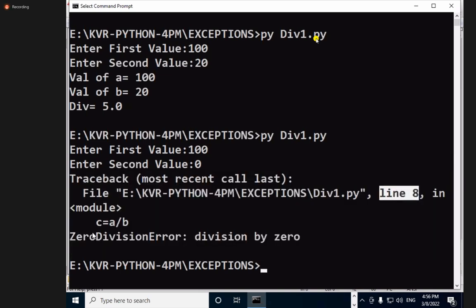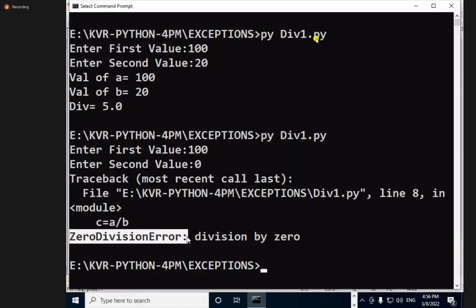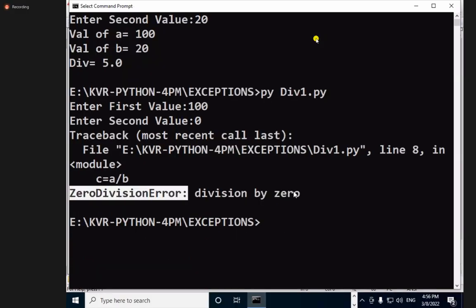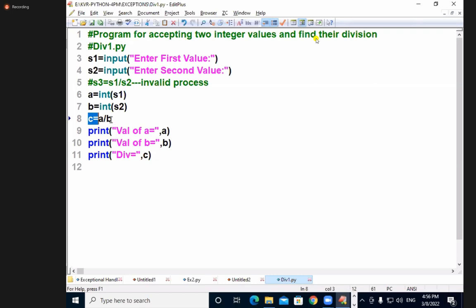Line number 8, this is a statement. Which exception is coming? Yes, ZeroDivisionError. That underlined highlighted part is known as what? Exception class name. That means whenever an exception is occurring in this line number 8, exception occurred. Now I am going to address it as what? Exception generated statement it is.